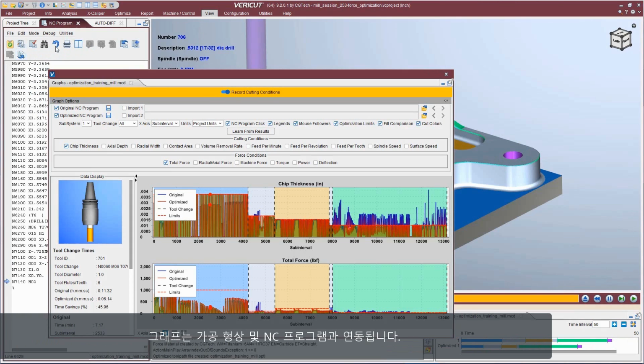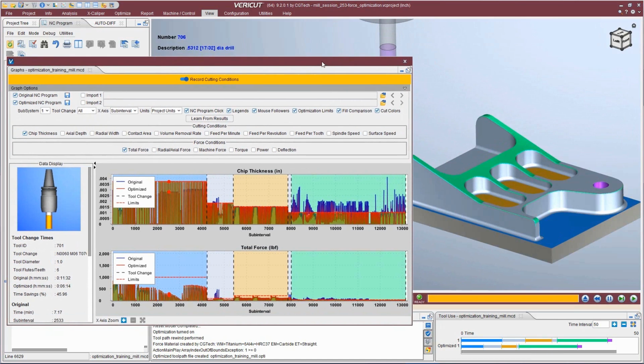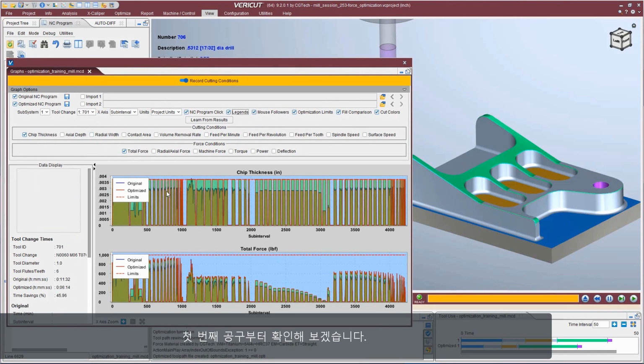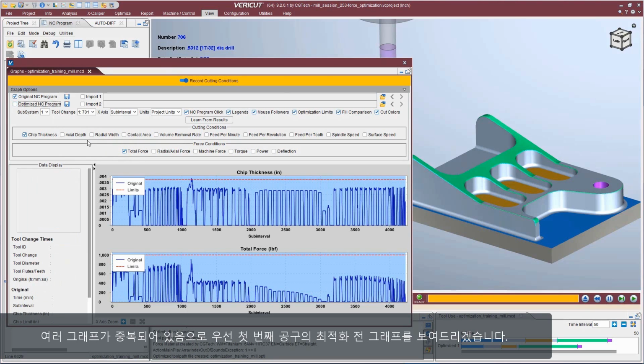So for that, we'll use the docked view of the NC program, and we'll put the part over here just where we can keep an eye on it. For starters, let's take a look at the first tool. Now I've got a couple of different graph lines going on here and some colors, so let me show them to you one at a time.